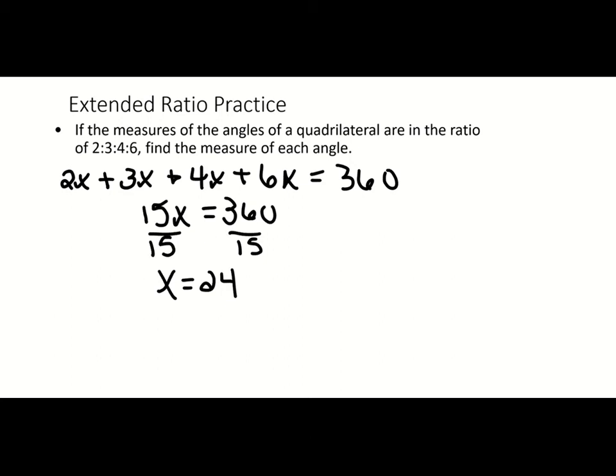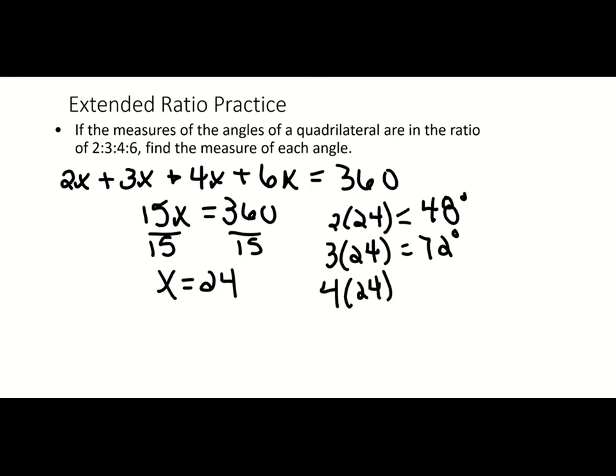So again, we'll do 2 times 24 for my 2x, and that'll be 48 degrees for the smallest angle. 3 times 24 for our next smallest angle is going to be 72 degrees. Then we'll do 4 times 24, and I think it's 96. Let me double check. Yep, 96 degrees. And then 6 times 24 is going to be 144 degrees. So those are the 4 angle measures for the quadrilateral.